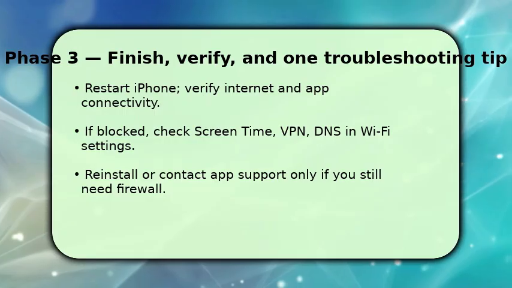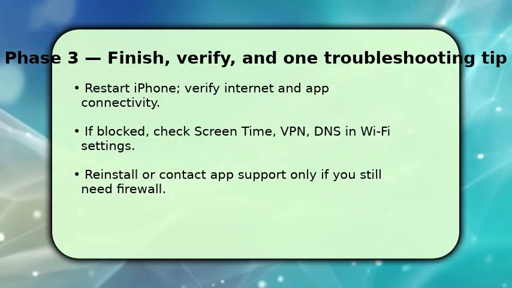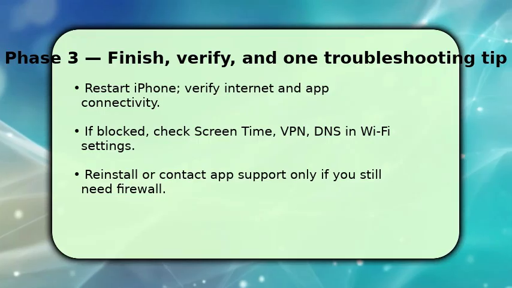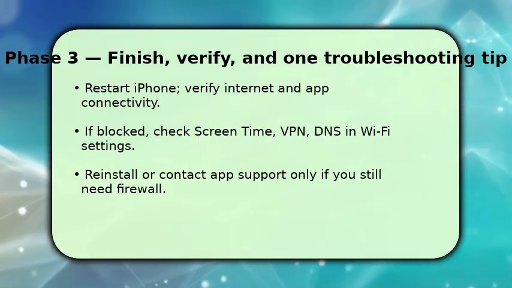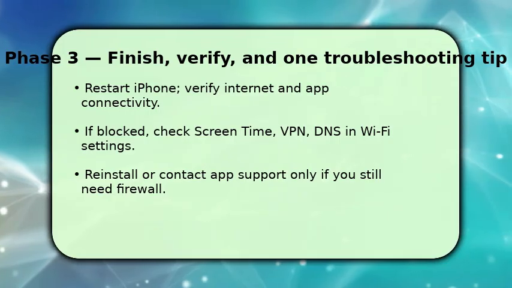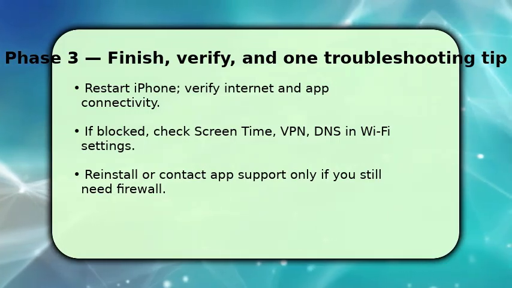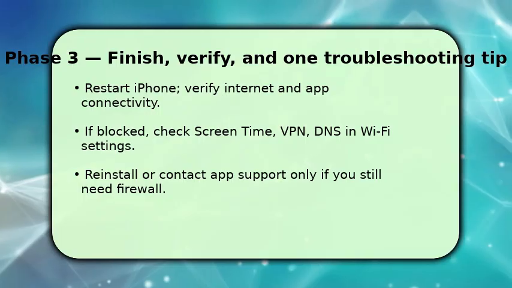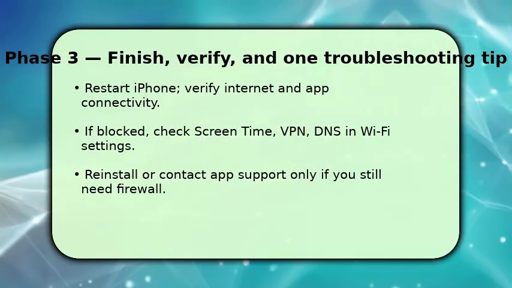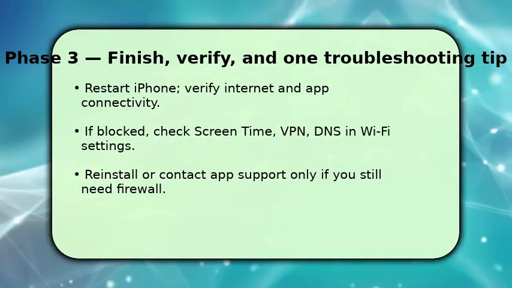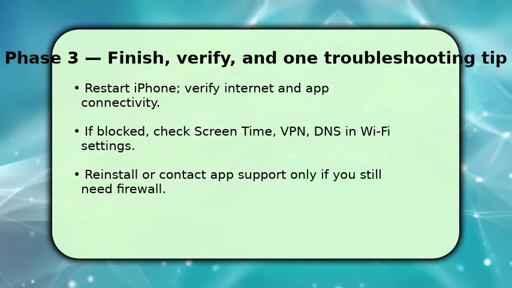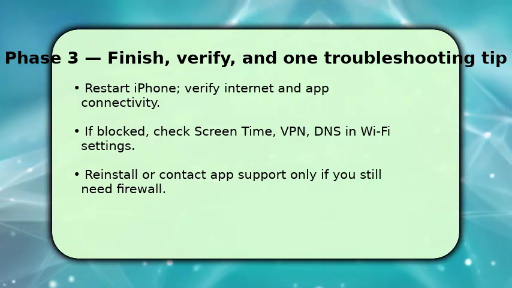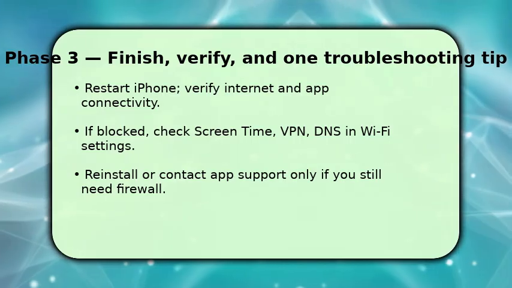If something remains blocked, go back and verify screen time restrictions, confirm VPN is off, and check the Wi-Fi network's DNS settings in Settings, then Wi-Fi, then the info icon, for custom DNS entries. If a profile reappears, it may be managed by your organization. Contact the administrator. If you need protection later, consider reinstalling a trusted app or using a reputable VPN. Otherwise, leave the firewall disabled.